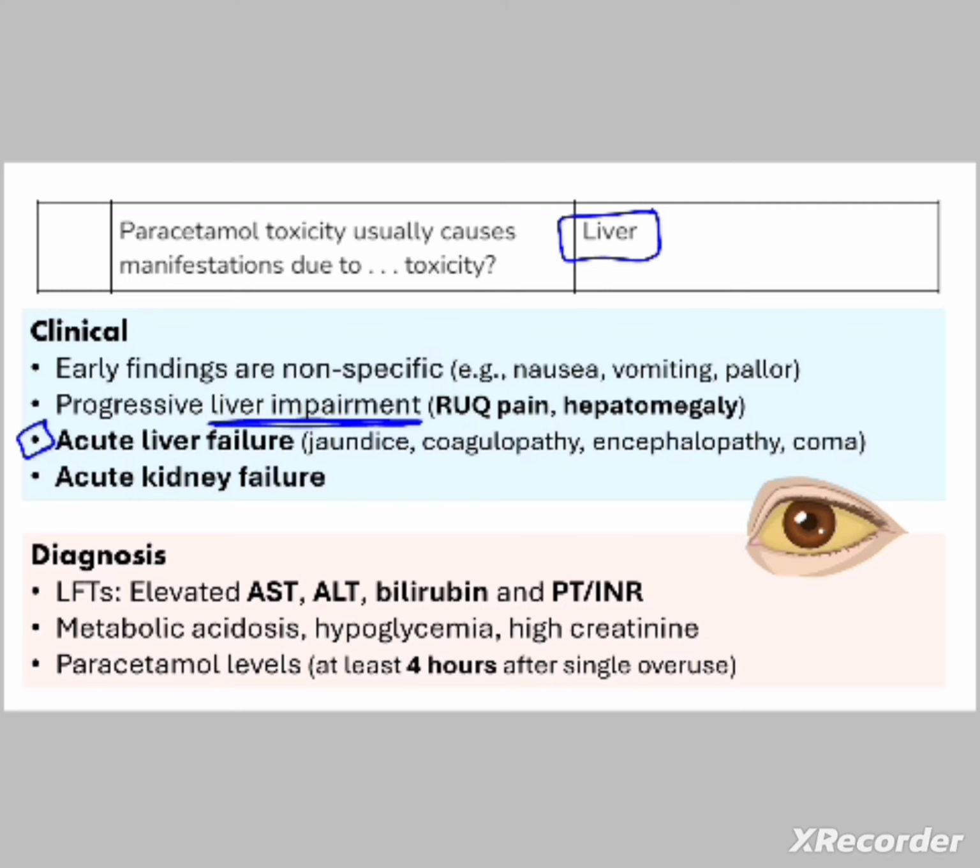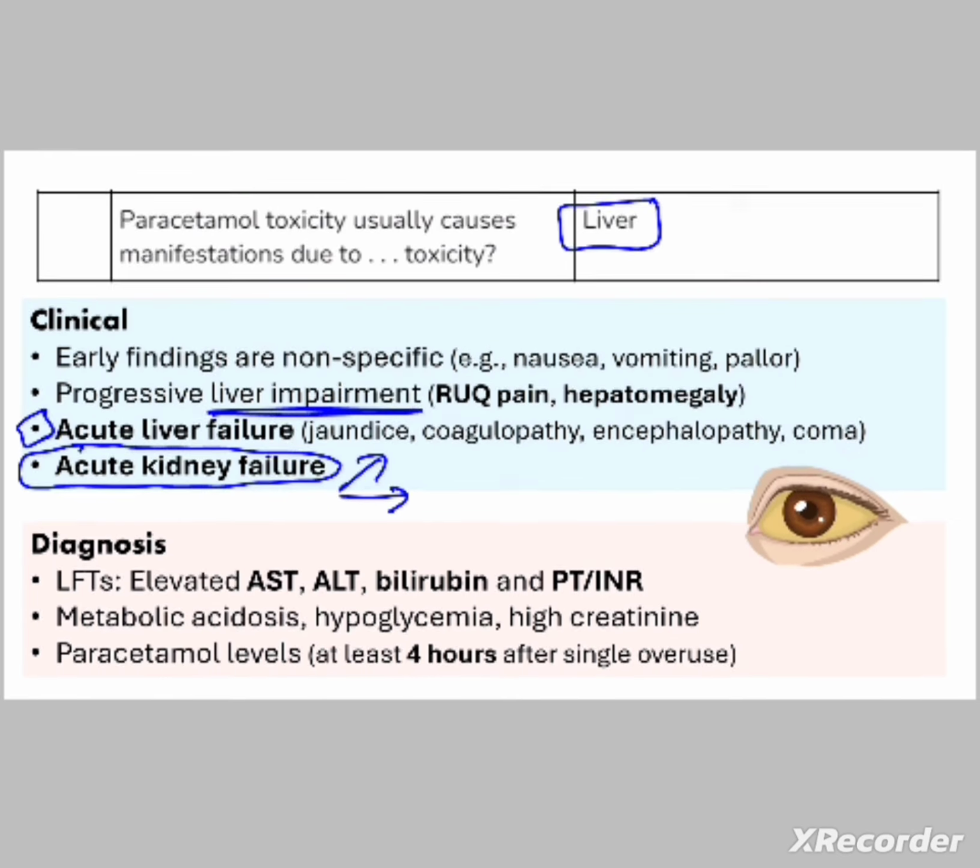And at this point, the patient will have jaundice, coagulopathy, encephalopathy, and up to coma. And also, this point is important, by the way, there is acute kidney failure. This can be due to either direct toxic effect of paracetamol on the kidney or due to hepatorenal syndrome, because these patients usually have acute liver failure. So acute kidney failure occurs in up to half of patients who also develop the complication of acute liver failure due to paracetamol poisoning. So let's come to the diagnosis.